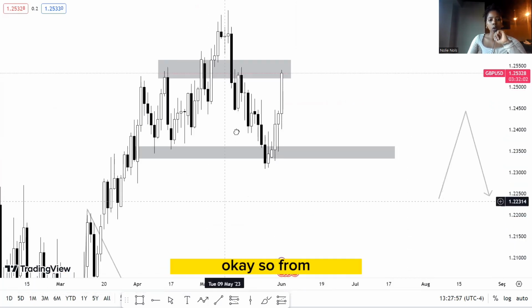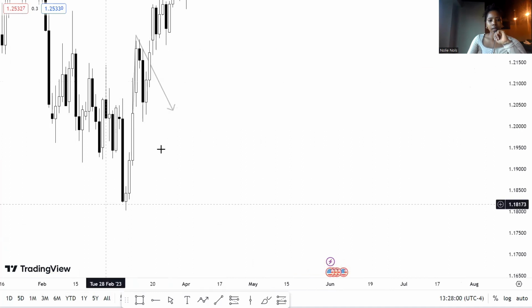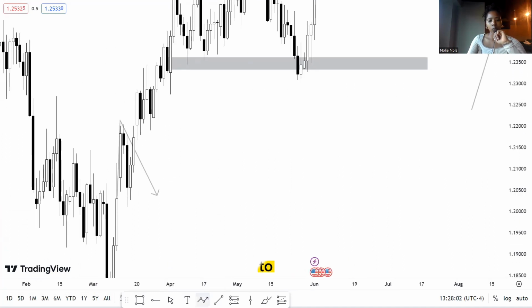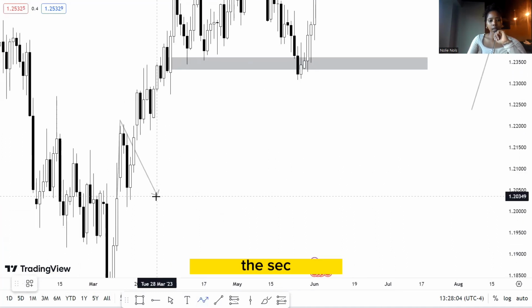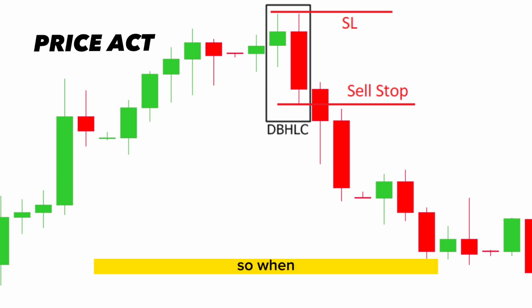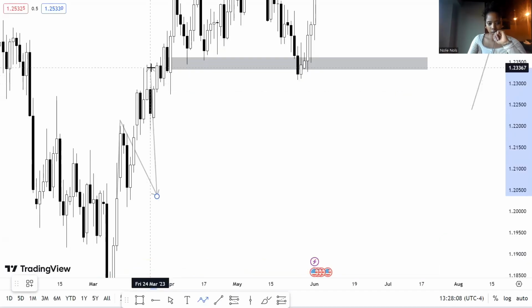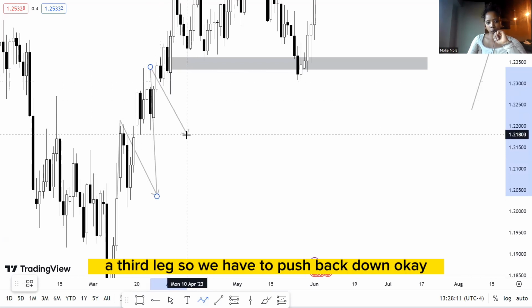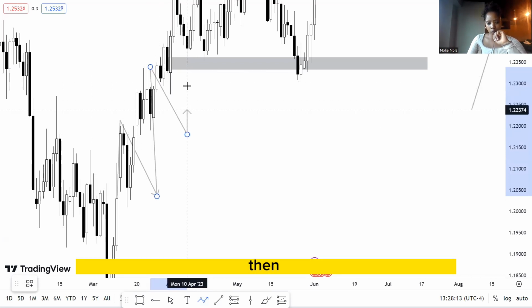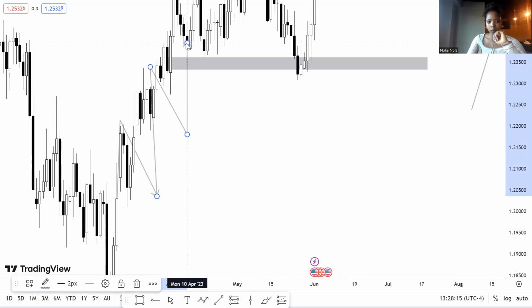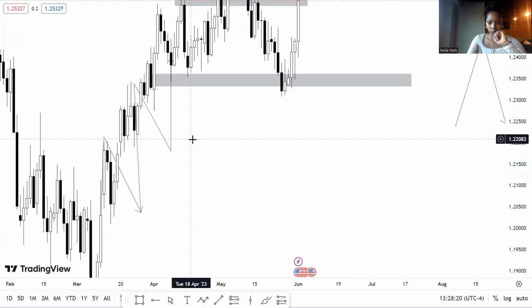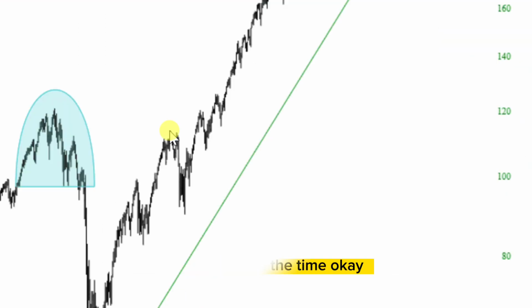So from this first leg to the second leg, when we have a second leg, we need a third leg. So we have to push back down, then push back up for another leg. That is market structure. The difference is that in smart money we don't use it fully, because we don't care about the trend, we care about price and we care about time.